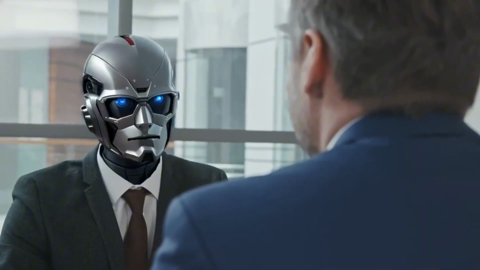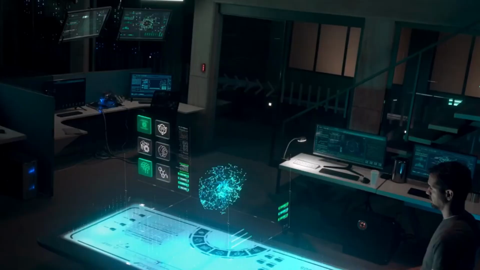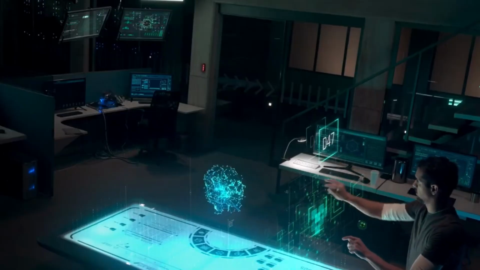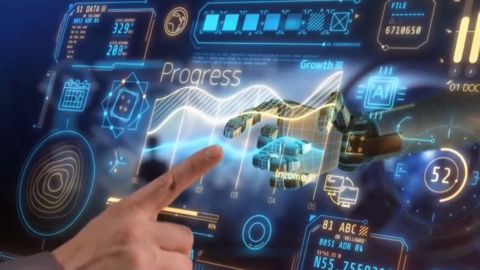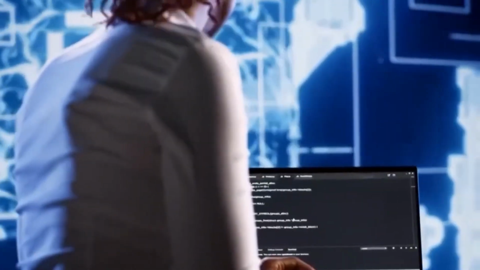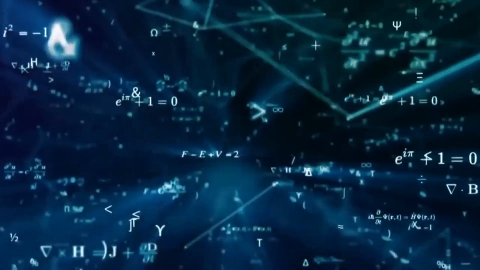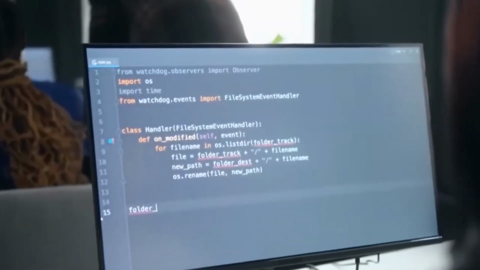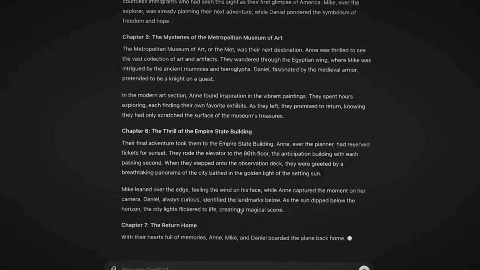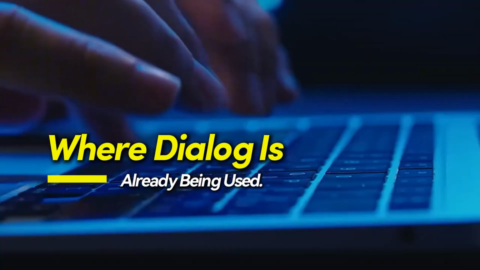Combined with Arabic language support, this infrastructure investment positions Dialogue as one of the few voice AI models that's not only optimized for Western markets, but also ready for deployment across the Global South. That's a major differentiator at a time when most AI models are still heavily Western-centric in both design and deployment. Where Dialogue is already being used.